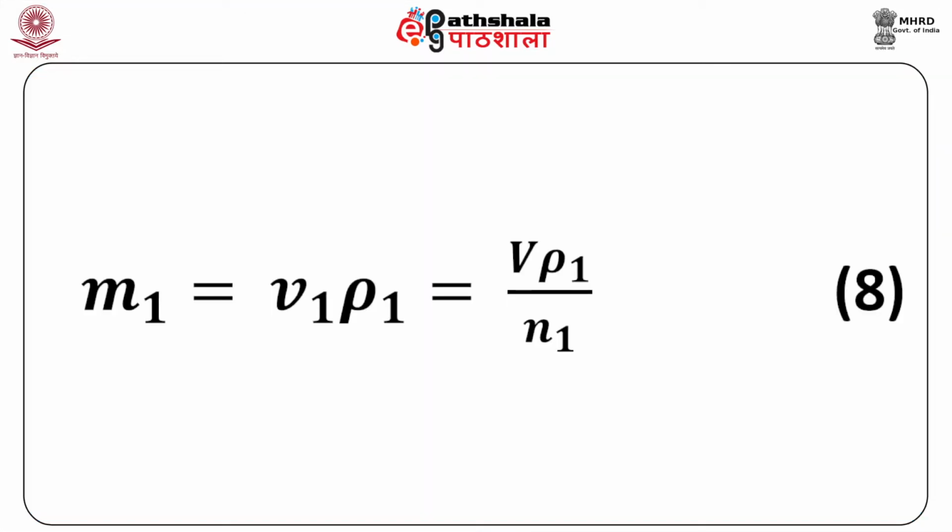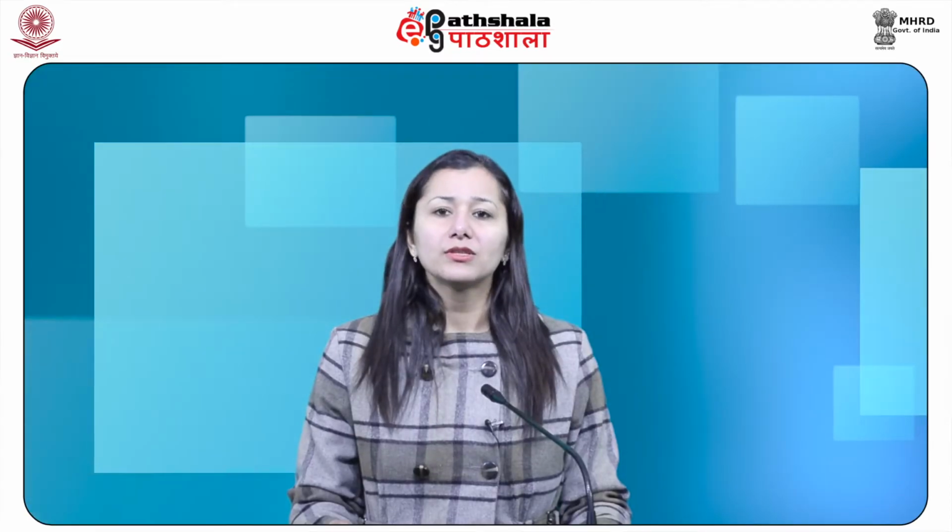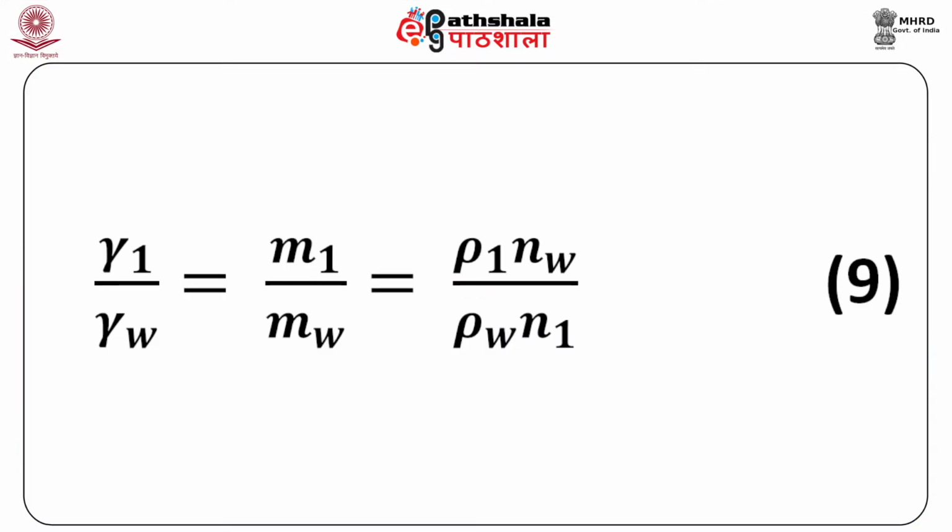M1 = V1ρ1 = (V/N1)ρ1, as in equation 8, where M1 and V1 are the mass and volume of a single drop of the liquid respectively. N1 is the number of drops and capital V is the total volume of the liquid. If we take the reference liquid as water, then we have equation 9: γ1/γw = m1/mw = ρ1nw/ρwn1.